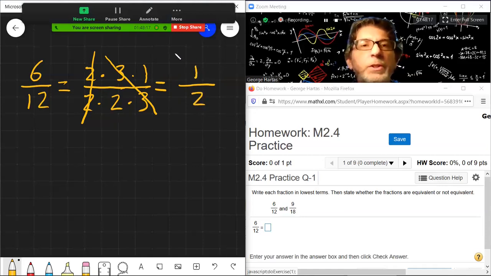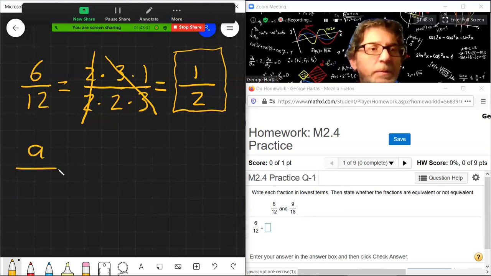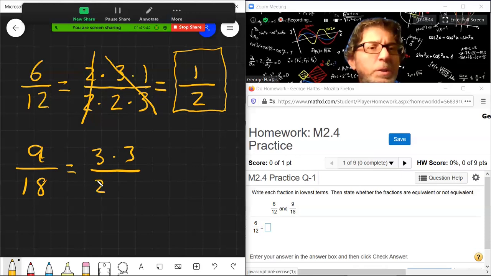And you might have intuitively come up with that answer, right? 6 over 12 is the same as 1/2. Okay, well, let's try this technique here, on this number down here. 9 over 18. All right, so 9 is the same as 3 times 3. 18 is the same as 2 times 9. But 9 is the same as 3 times 3.